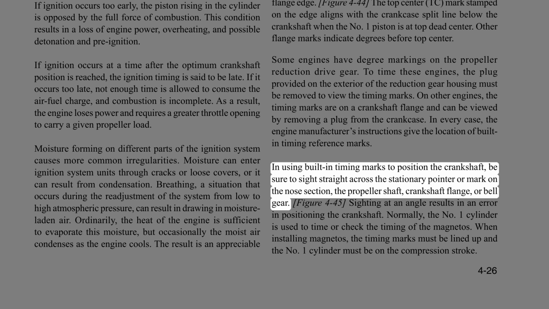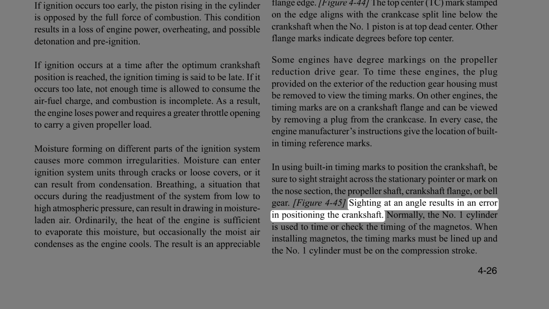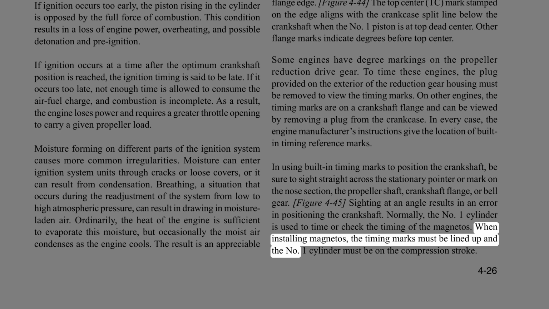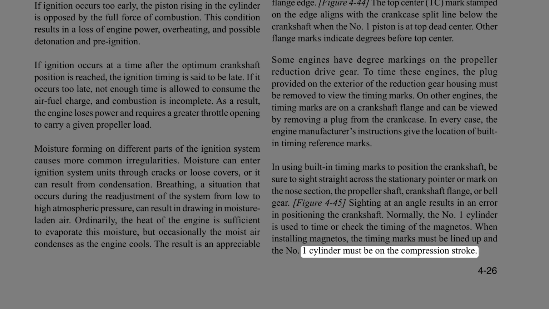In using built-in timing marks to position the crankshaft, be sure to sight straight across the stationary pointer or mark on the nose section, the propeller shaft, crankshaft flange, or bell gear. Sighting at an angle results in an error in positioning the crankshaft. Normally, the number 1 cylinder is used to time or check the timing of the magnetos. When installing magnetos, the timing marks must be lined up and the number 1 cylinder must be on the compression stroke.